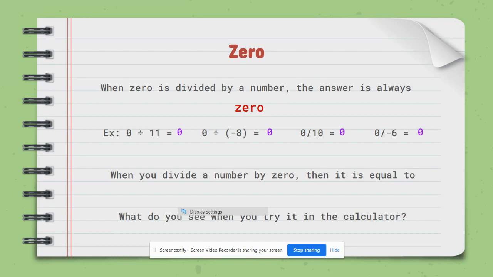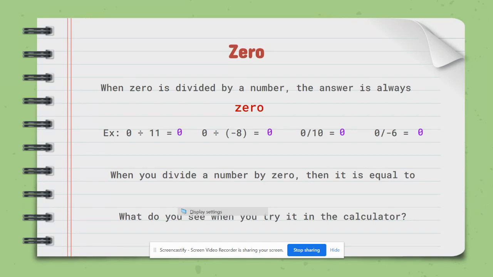And that goes for multiplication too. Any number times 0 is going to be 0. It doesn't matter if the number is positive or negative. 0 multiplied by or divided by any positive or any negative number, your answer is always going to be 0.